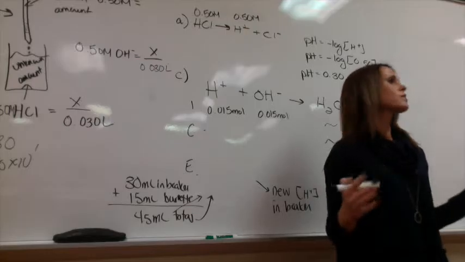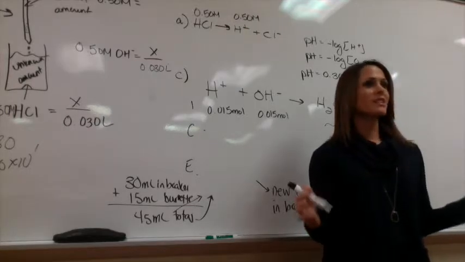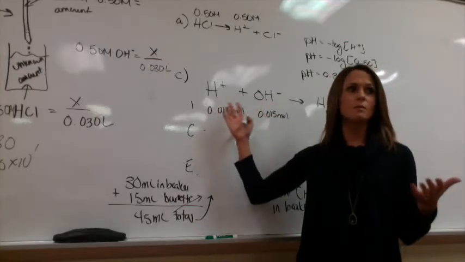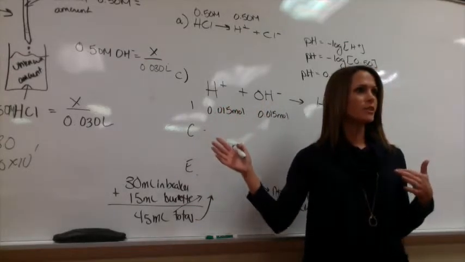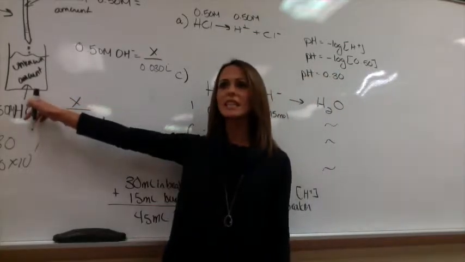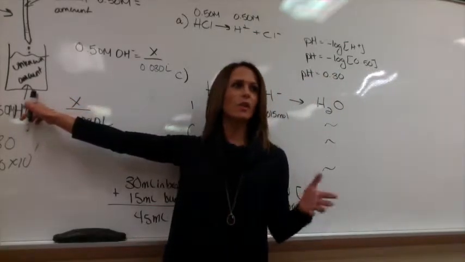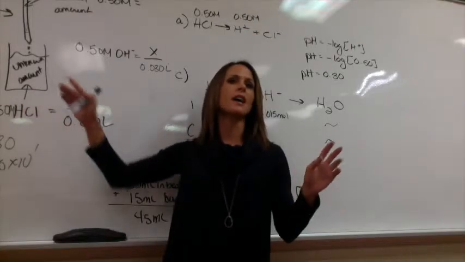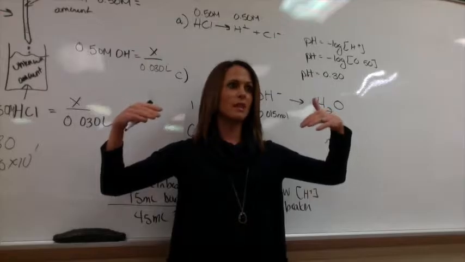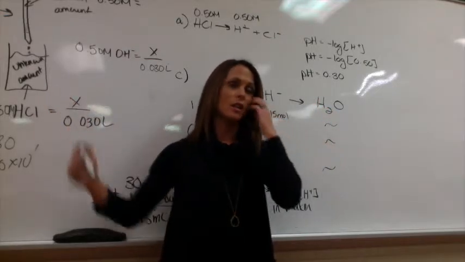If we were thinking of this in terms of a buffer, we would say this is the buffering capacity, right? Because this is the maximum number of moles that your buffer could accept. This is not a buffer. Why is this not a buffer? Because there's only a strong acid in here, and you don't have a weak acid, right? A buffer has to have two components in it to be able to accept any disturbance that gets added in. This is just a titration.